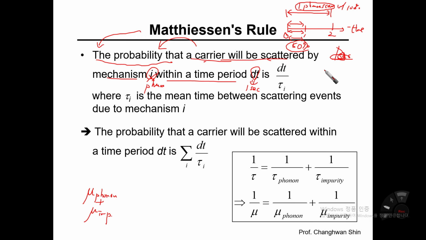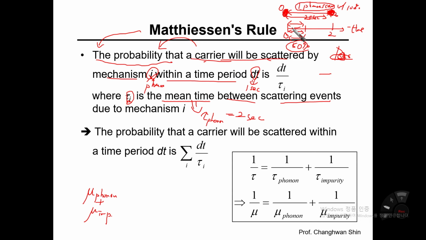Every 2 seconds, phonon scattering happens. Take a look at tau sub i. What does it indicate? The mean time, the average time between scattering events. Previously I said from 0 to 2 seconds, one scattering has happened, and 2 seconds later, the other scattering event has happened. So every 2 seconds phonon scattering happens with 100% probability, which means the mean time, tau sub phonon, is 2 seconds.